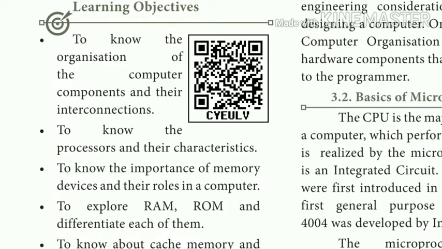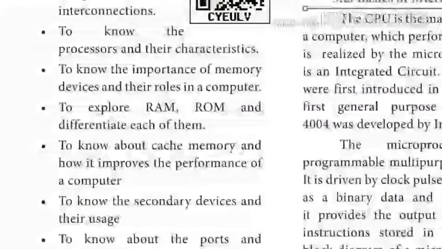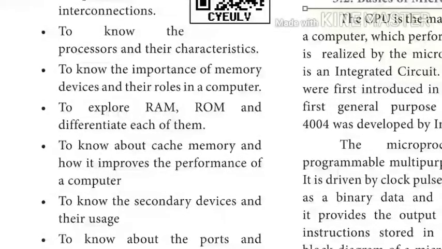To know the importance of memory devices and their role in the computer. So we are going to see the importance of memory. So how it is important in an electronic device. So we are going to see that. And to explore RAM means random access memory and ROM means read only memory. So there are two small differences between that. So we'll see that in detail in the forthcoming classes and differentiate each one of them.